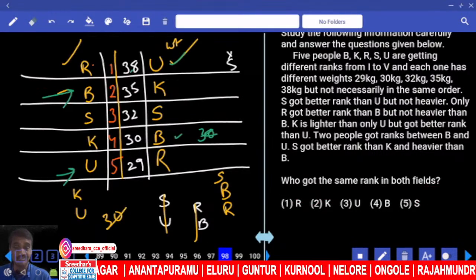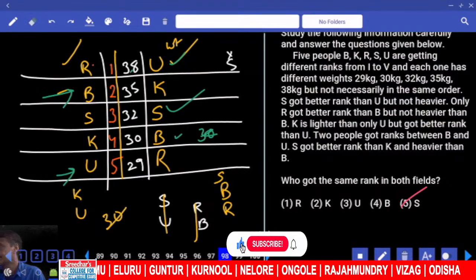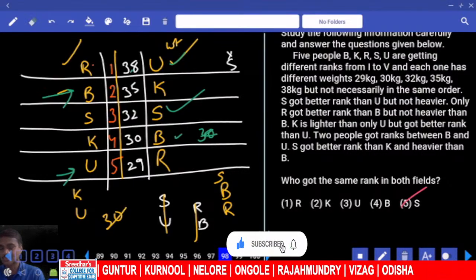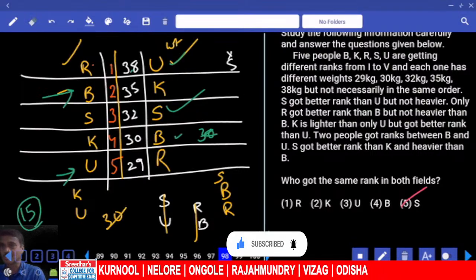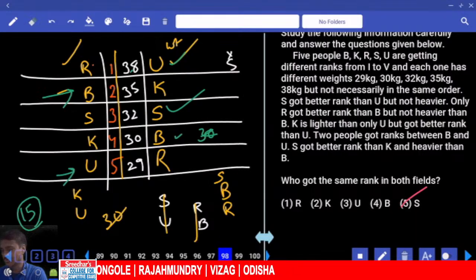And who got the same rank in both? Yes, that is choice 5, 98. Now how many have we scored? 15. If you do it perfectly, you will end up with 20, which is very good in this paper.